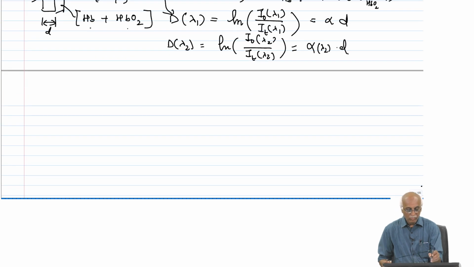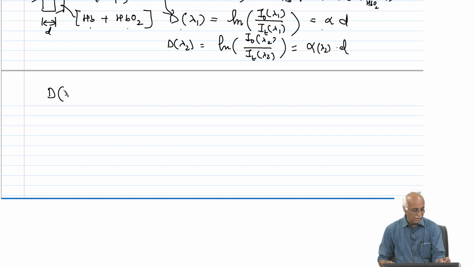Of course, we know the input light intensity, and the transmitted intensity we can measure using a power meter or optical sensor. From there we can estimate D lambda 1 and D lambda 2, and D lambda 1 and D lambda 2 contain these two parameters.